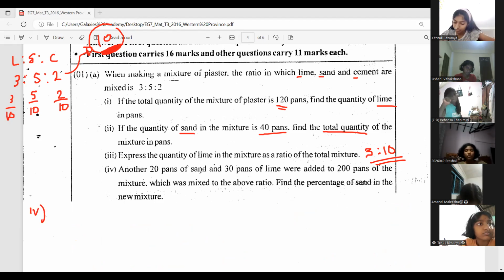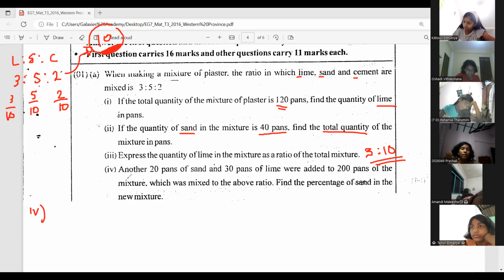Another 20 pans of sand and 30 pans of lime were added to 200 pans of the mixture, which was mixed to the above ratio. Find the percentage of sand in the new mixture. Right. Carefully read the question. This ratio added according to this ratio.